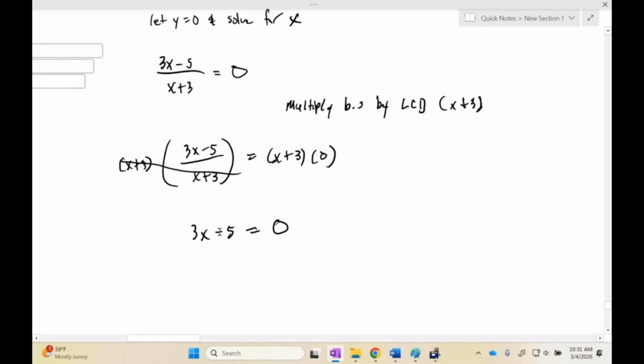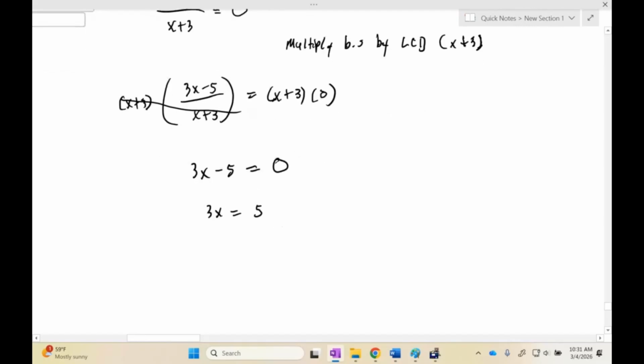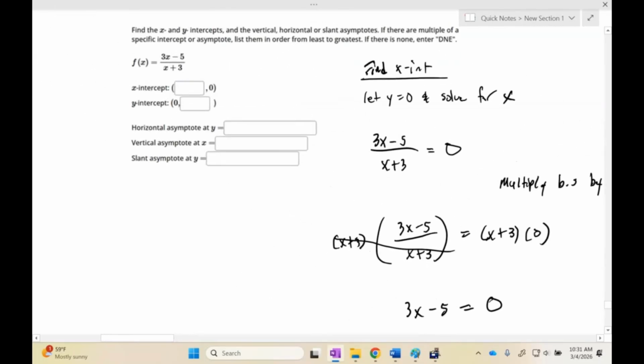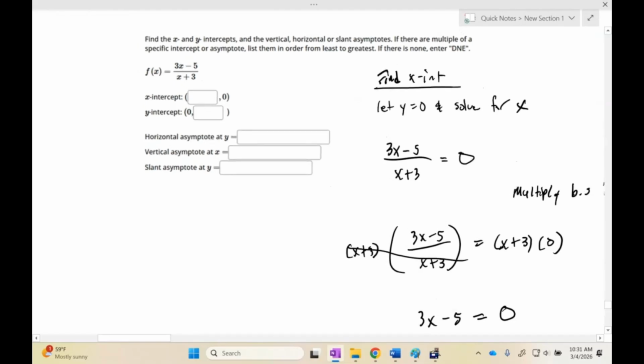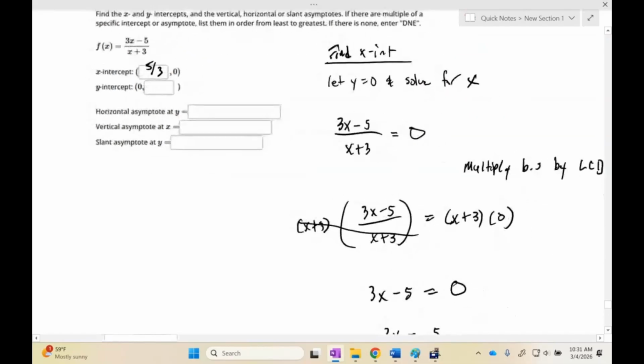So I'm going to transpose negative 5. I'm simply going to move it across the equal sign and change its sign. So 3x is equal to 5. The opposite of multiplying x by 3 is to divide by 3. If we divide both sides by 3, we get 5/3. So that first x-intercept, when y was 0, we figured out that x was 5/3.